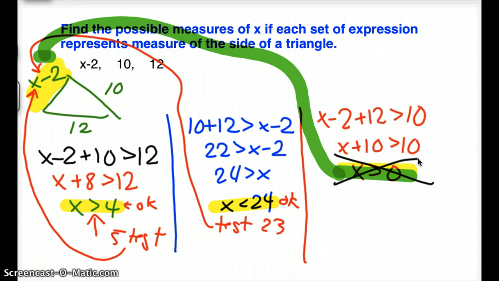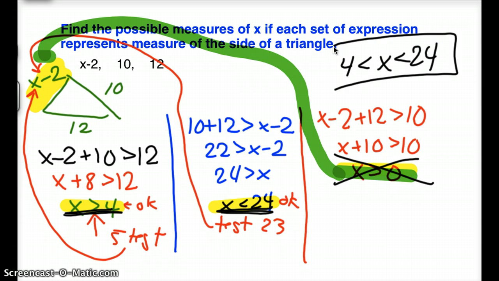So now I need to write my compound inequality. I need numbers that are bigger than 4. So X has to be greater than 4, but it has to be less than 24. So there's my compound inequality to tell me what numbers I can use in those expressions.